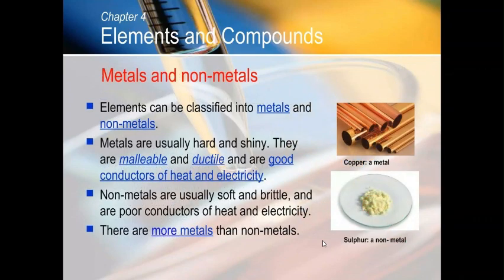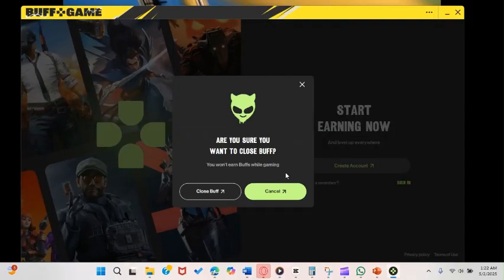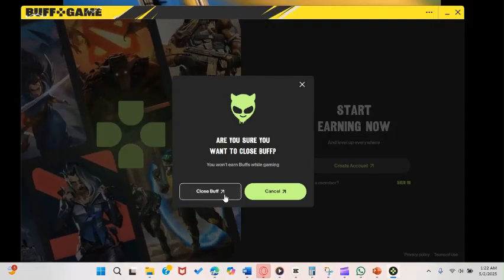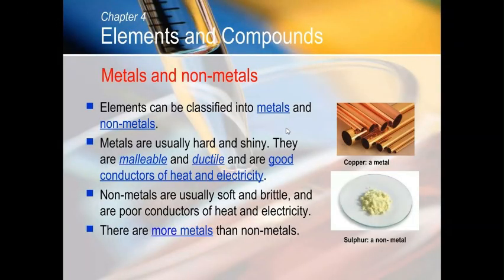Moving on, our next topic is metals and nonmetals. Elements can be classified into metals and nonmetals, and there's a certain part of the periodic table for this, but let's wait for that. I will go over the periodic table in a later video, so stay tuned. Metals are usually hard and shiny. They are malleable and ductile. Metals such as stainless steel are very hard to break. They're very condensed, and the structure of it is very hard to break. You can't really break metal.